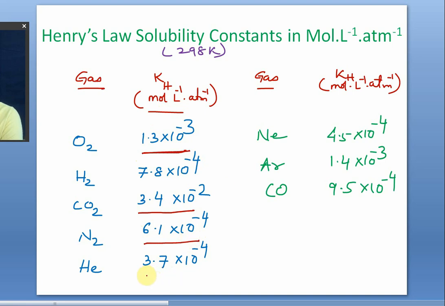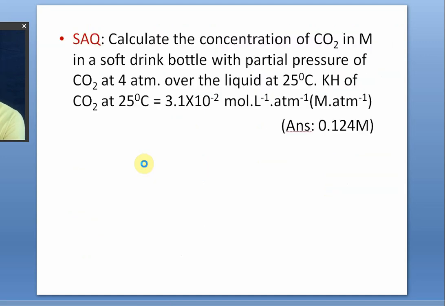Helium is the minimum value, 3.7, so it has the minimum solubility at a fixed pressure. Argon has a higher solubility than oxygen. It has a higher value, 1.3, 1.4. So all the information that we were getting in the previous KH value, you will get the same information. The only difference here is that it is directly proportional, whereas there it is inversely proportional, right?